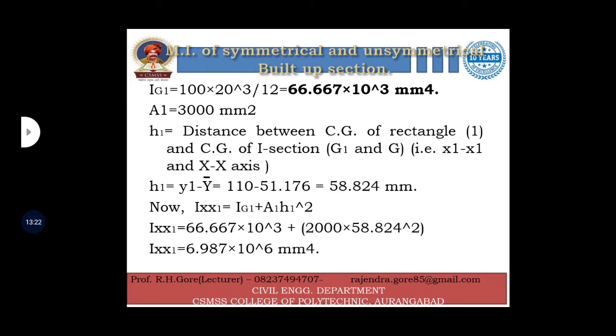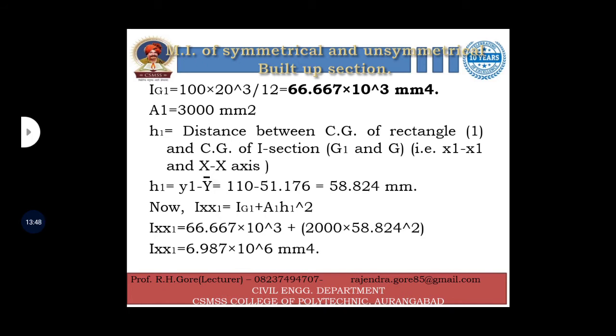Area of rectangle 1 is 2000. h1 is distance between CG of rectangle 1 and CG of I section, means the distance between x1 axis and xx axis. फिगर जर बघितली तुम्ही व्यवस्थित तुमच्या लक्षात येईल, h1 चा फॉर्म्युला असा काही स्टँडर्ड नाही आहे, पण प्रत्येक वेळा हाच असणार आहे.